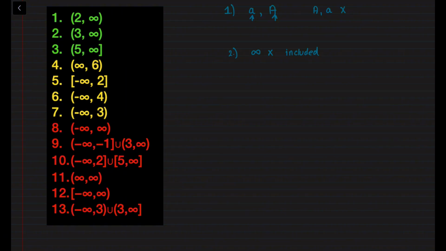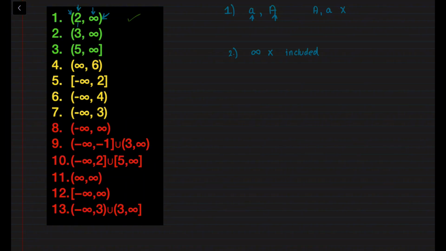Over here we have 2, and 2 is excluded, which is okay. 2 can be excluded. And we have infinity, and infinity is greater than 2, so it's coming after 2, so that's also perfectly fine. And infinity is excluded, which is perfectly fine. Infinity must always be excluded, so this interval is correct. Let's look at our next one.